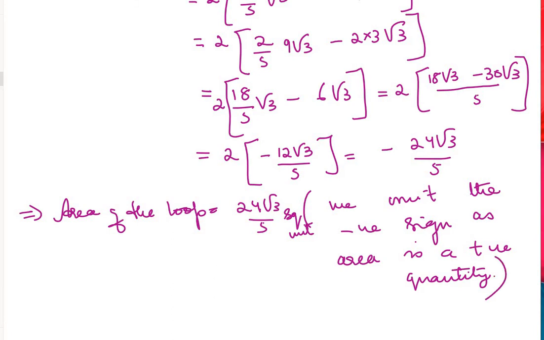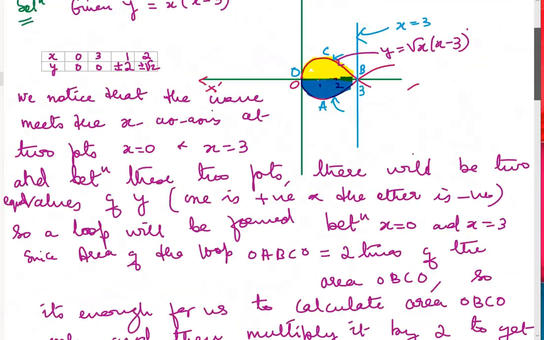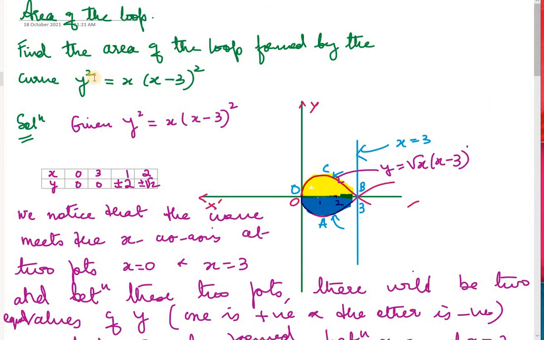So hope it is clear now how to find the area of the loop. The first step is you construct a table for this graph, y square is equal to x times (x minus 3) the whole square. When you construct it, what you notice from this given equation of the curve is that when x is 0, y will be 0. When x is equal to 3, y is 0. So this type of curve equation will give you a loop, because there will be two values where the curve meets the x-axis.